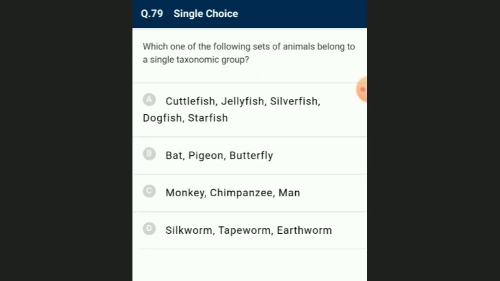Question number 79. Which one of the following sets of animals belong to a single taxonomic group? Taxonomy is the science of classifying organisms to construct an internationally shared classification system in which each organism is placed into more and more inclusive groupings. Here, monkey, chimpanzee, and man are put together in a single taxonomic group. So the answer for this question is option C.